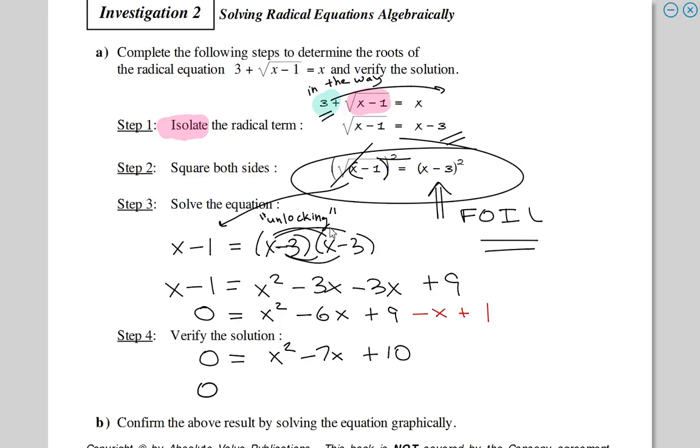This one works out perfectly. It's 2 and 5, and they're both negative. And the solutions to this equation are x equals 2 and x equals 5.